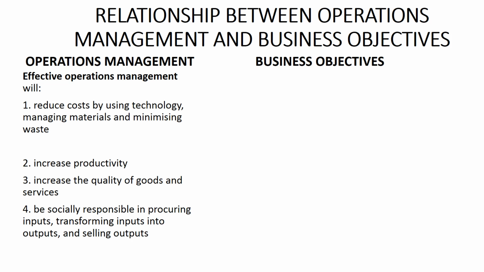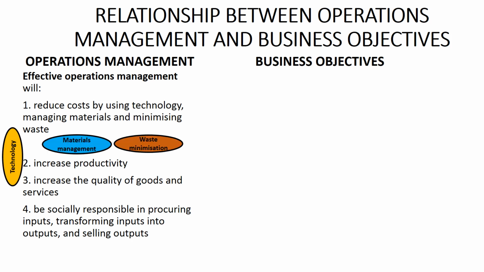Effective operations management does four things. First, it uses technology, materials management, and waste minimization strategies to reduce costs. Second, it uses technology, materials management, and waste minimization strategies to increase productivity. Third, it uses technology and quality management strategies to increase the quality of goods and services, that is, to increase the quality of the output that is produced by the production process. And fourthly, effective operations management uses a socially responsible approach to the procurement, that is, the purchase of inputs, the transformation of those inputs into outputs, and the sale of those outputs. This is the box of operations management.